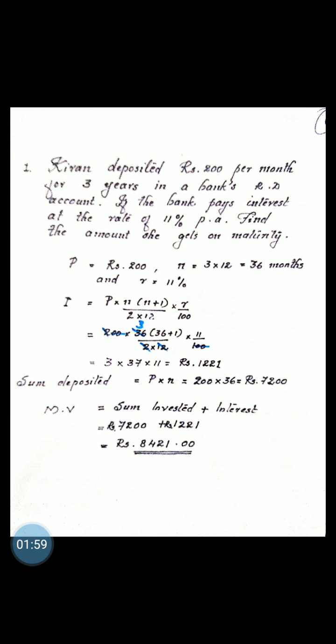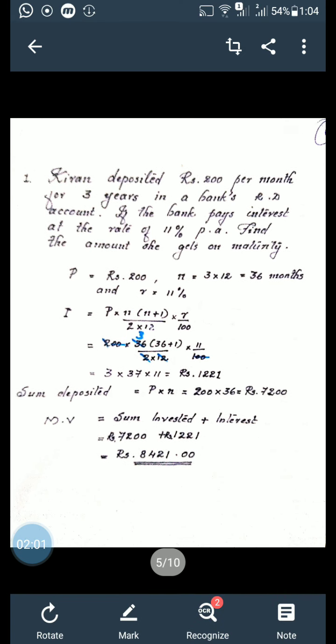So we know maturity value is equal to sum invested plus interest. Right? We know that the sum invested or sum deposited is P into N. That is very easy. P is 200 and N is 36 months. Therefore, P into N is 200 into 36. Obviously, it is 7,200.